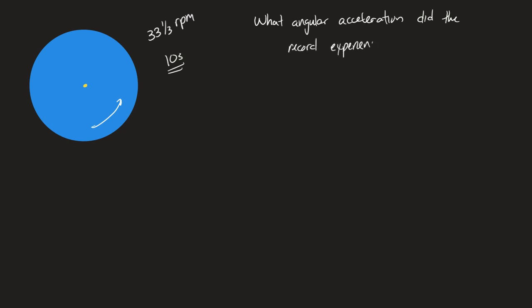Let's say this is a record player, and a record player spins a long play record at 33 1/3 RPM. Let's say from the moment you switch it on to the moment it's ready to play the record takes 10 seconds. What angular acceleration did the record experience? And how many revolutions did it spin through?